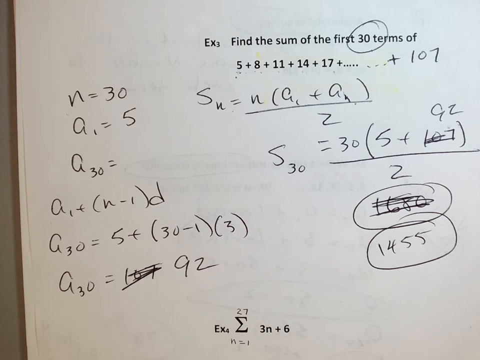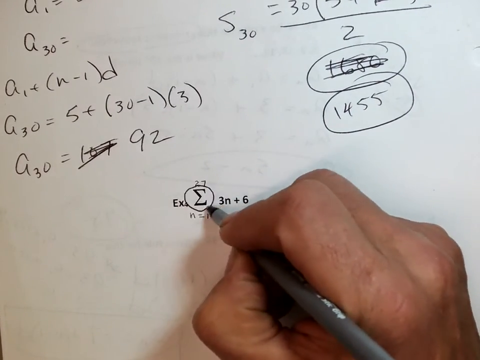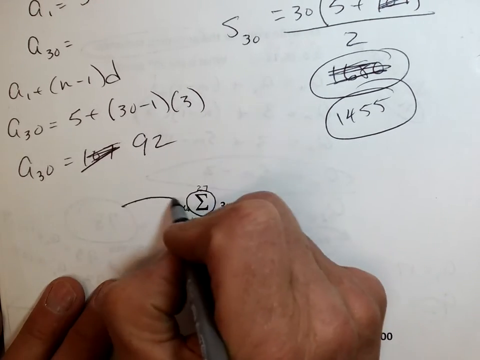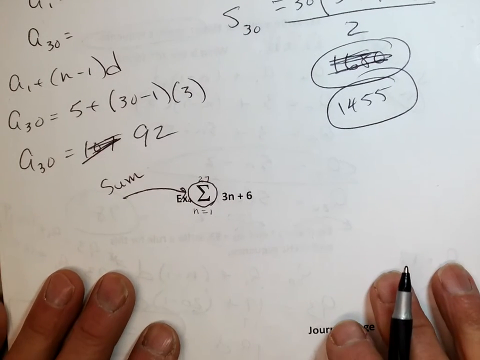Okay. All right. Now, last but not least, number 4. What does this symbol mean? It means sum, right? This symbol means sum. Is it arithmetic?